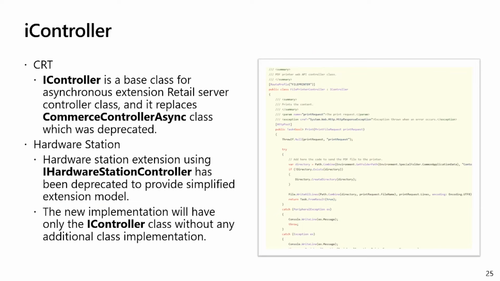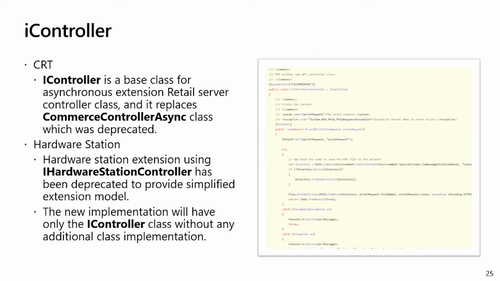If you are planning to create an extension using the asynchronous retail server controller, you have to extend it from a new controller class called IController. And you should not refer to the CommerceControllerAsync class anymore, which you used before. Retail server extension using the CommerceControllerAsync has been deprecated to provide a more simplified extension model. In the Commerce SDK, an extension must use the packages from the public feed and extend the controller class by using the IController interface going forward.